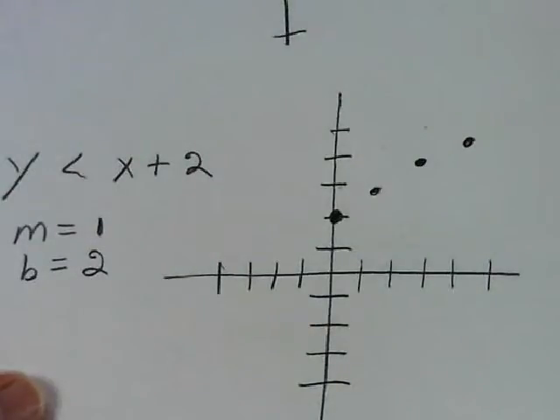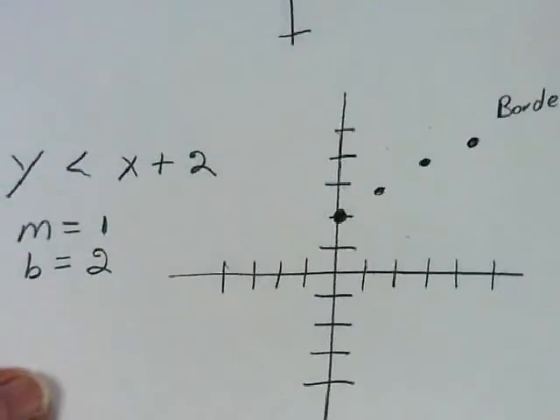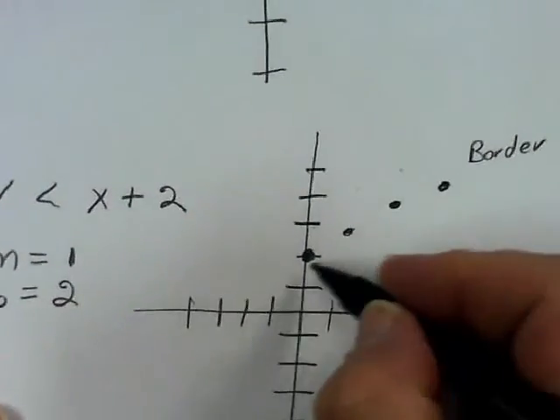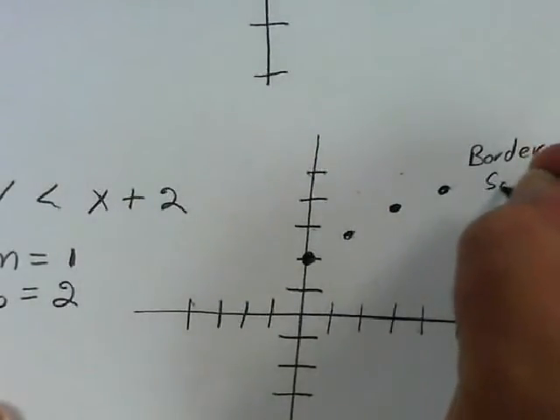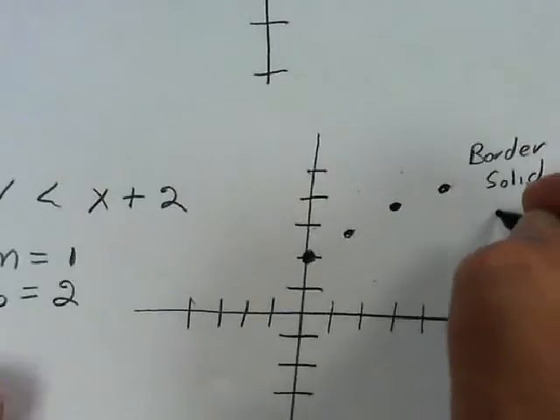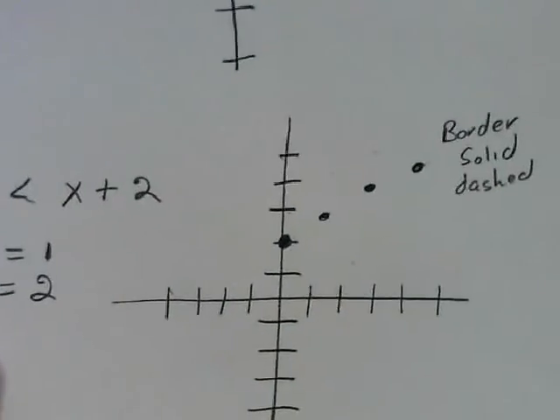Okay? Now here's where some changes come in. You have an inequality. We have to determine the border. The border is what is going to be graphed. It either needs to be a solid border, or a dashed. And we will end up coloring and shading.